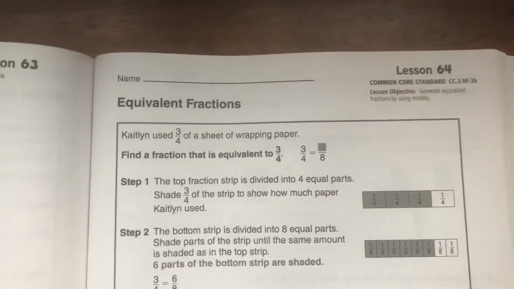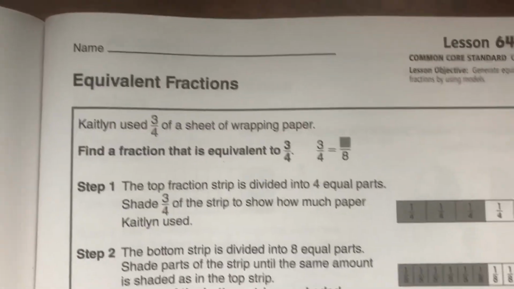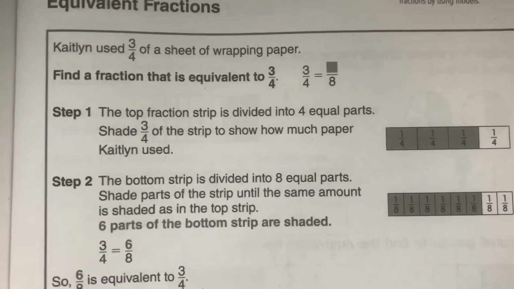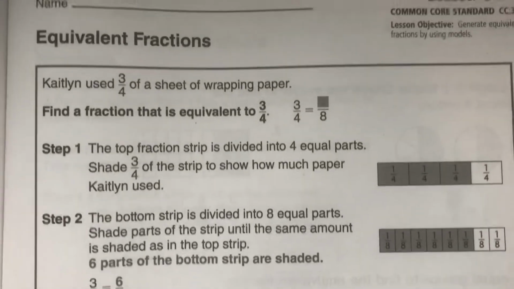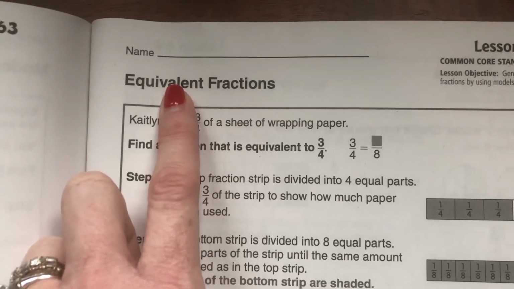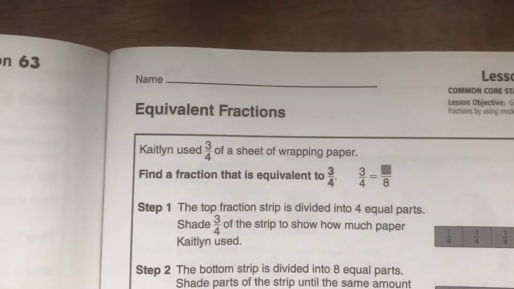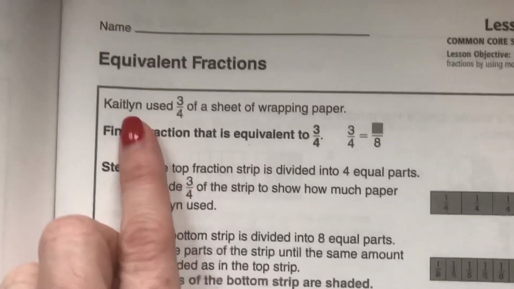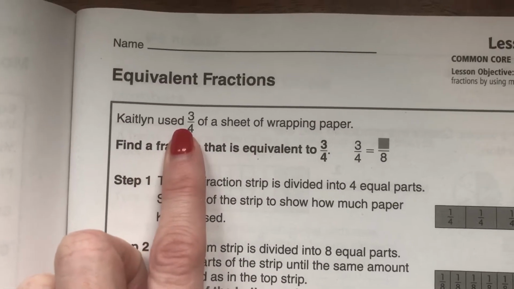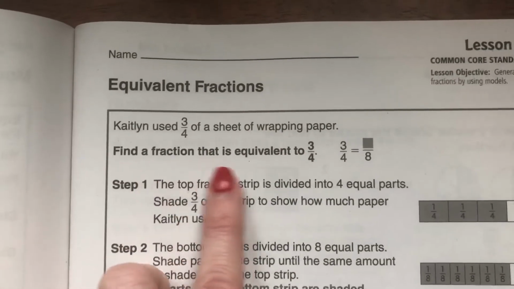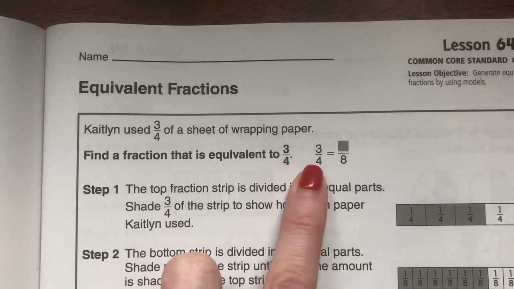We are on page 127, equivalent fractions. So we started this last week and we're going to continue working with them. Equivalent fractions are when the numerators and the denominators of the fractions are different, but they really have the same value. Caitlin used 3/4 of a sheet of wrapping paper. Find a fraction that is equivalent to 3/4.